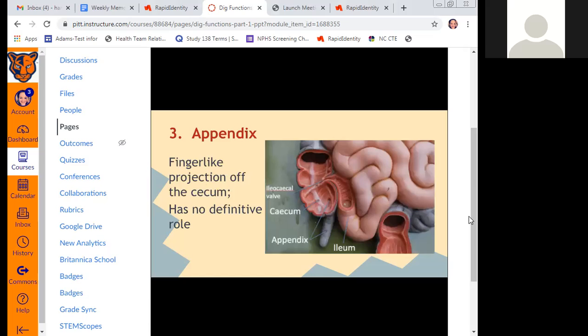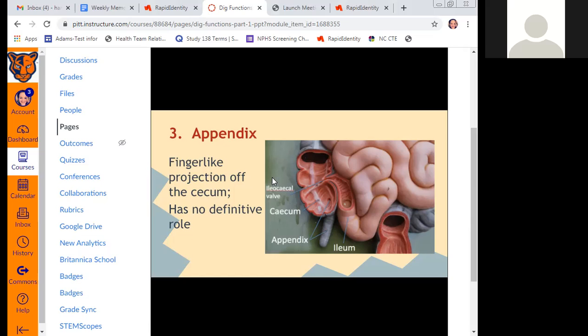Moving forward, just again, another little tidbit about the appendix. The appendix is a finger-like projection off of the cecum. We don't know what it does. It has no definitive role. It looks like it may just be a part of the anatomical structure, and you can live without it. If someone were to get appendicitis, which means it becomes inflamed, we can very easily take it out. It's a laparoscopic surgery. You can live without it. There seems to be no complications from it. And again, we don't really know what it does. It just kind of hangs out.